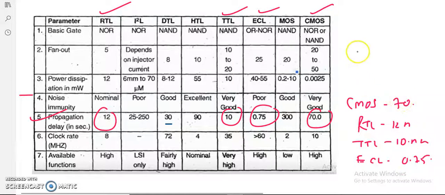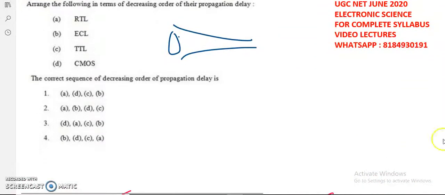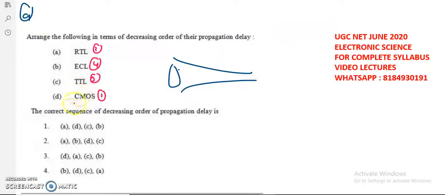Now he is asking for descending order, right? So the first one is CMOS, next is RTL, next is TTL, and the last is ECL. CMOS, RTL, TTL, and ECL. That means D is the first one. After D, next is A, next is C, next is B. So option 3 is the correct answer for this question.